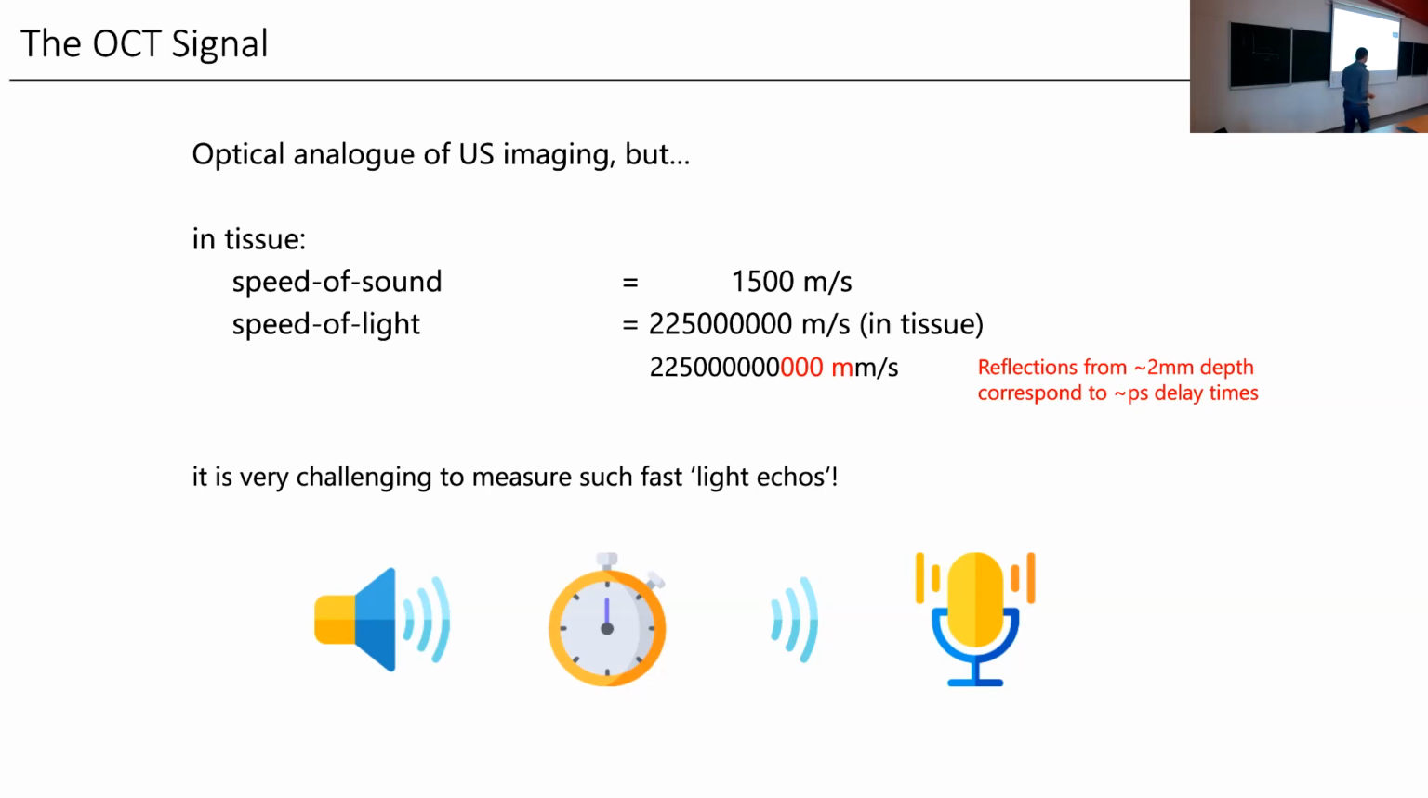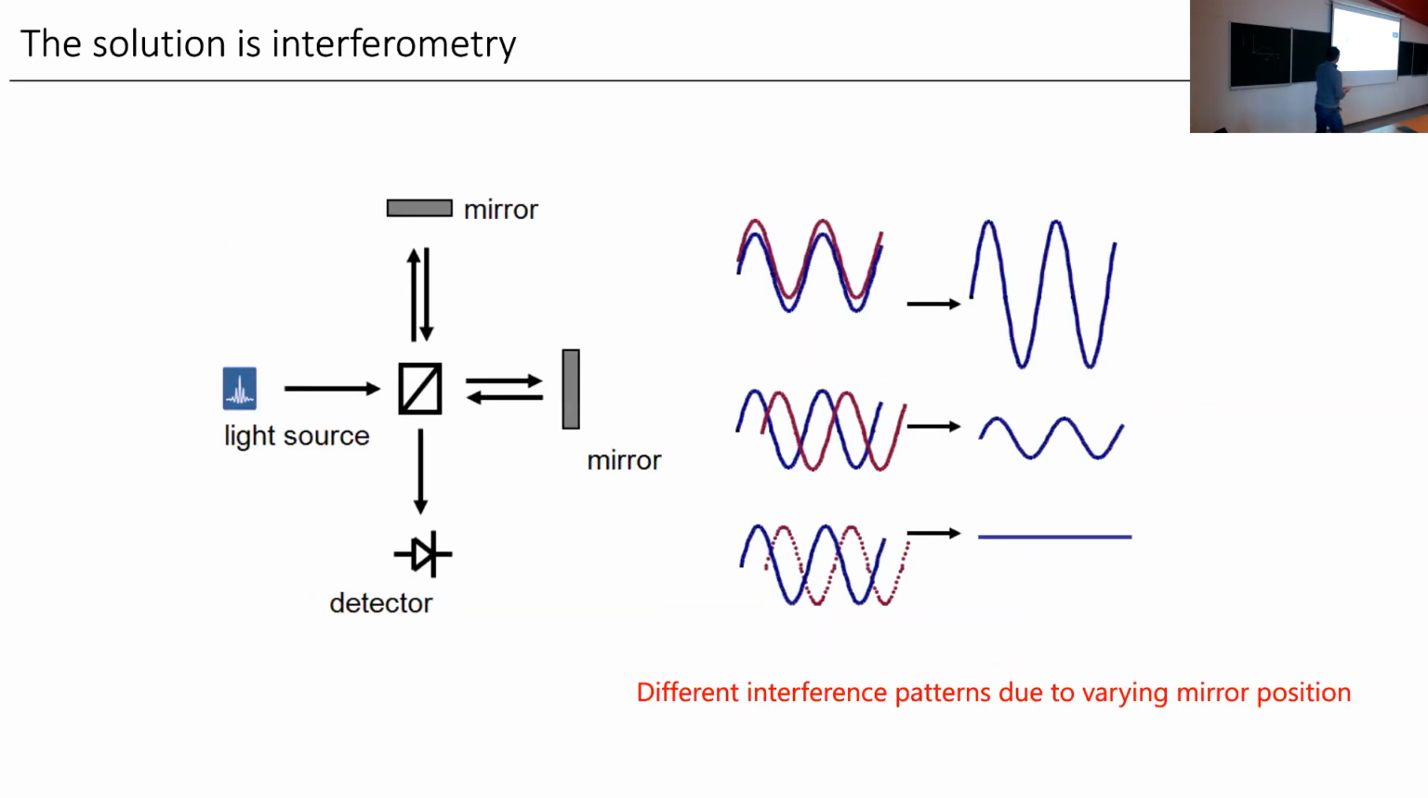You would need a pulsed laser to shine a very short pulse in, and then with picosecond resolution, you would have to wait for the echo. So we need a trick, and the trick is interferometry. A brief recap of interferometry: this is a Michelson interferometer.